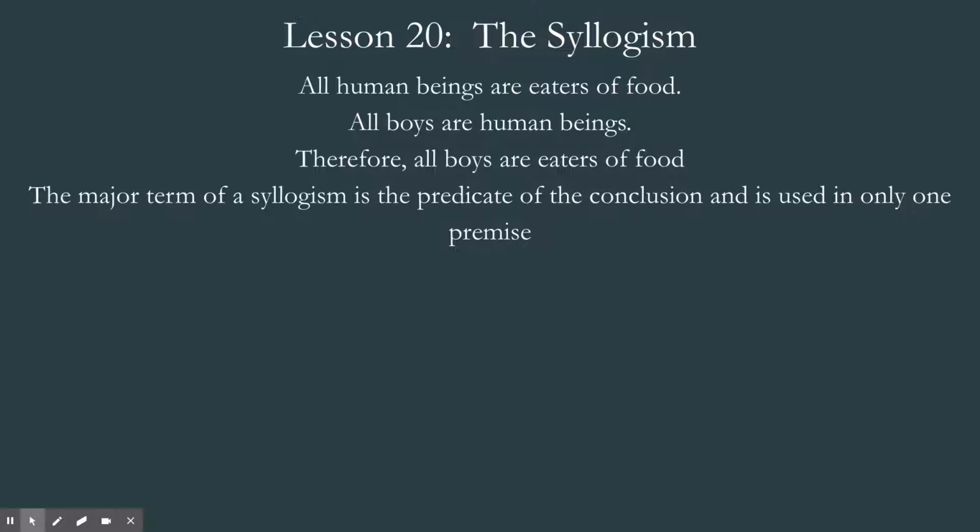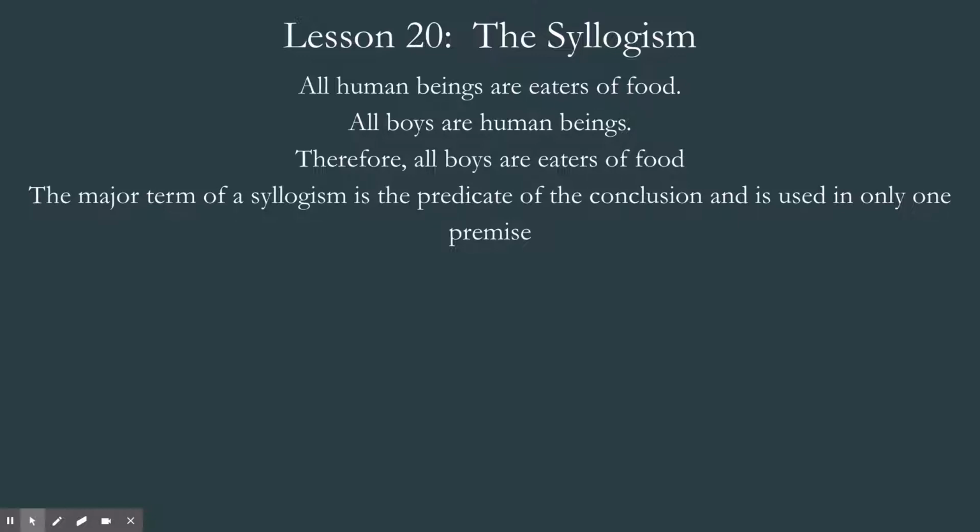So the next thing we do is we find the major term. The major term of a syllogism is the predicate of the conclusion. So what's the predicate of this conclusion? Boys? The whole predicate of the conclusion. Boys or eaters? No. Okay, so let's remember something. The subject is what we're talking about. This statement is talking about boys. The predicate is what we're saying about what we're talking about. And what we're saying about boys is they're eaters of food. So the predicate of the conclusion is eaters of food.